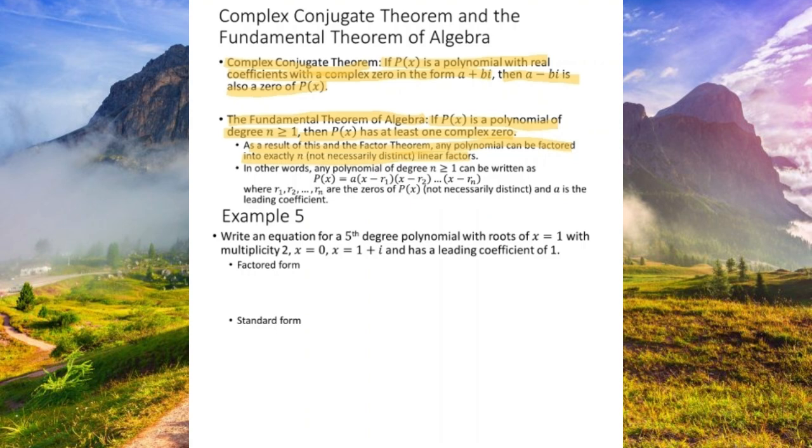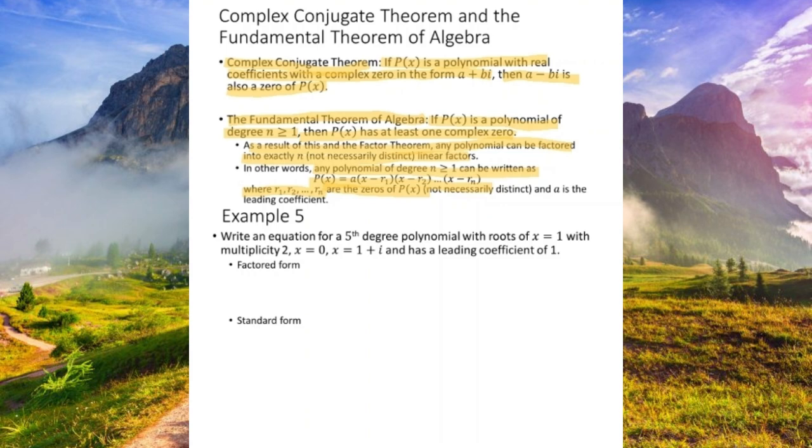of our zeros. Another way to phrase this is any polynomial of degree n greater than or equal to 1 can be written as p of x equals a times x minus r1 times x minus r2, all the way down to x minus rn, where the ri's represent the roots of our polynomial, which again are not necessarily distinct, and a is the leading coefficient of the polynomial. This form is referred to as the factor form, and we discussed this in a previous section.